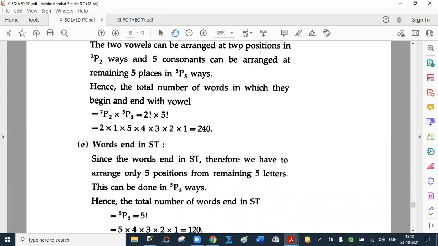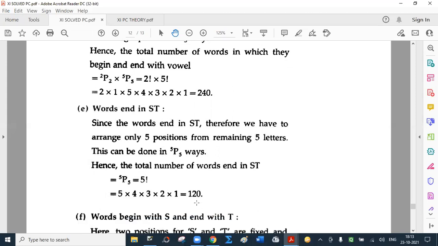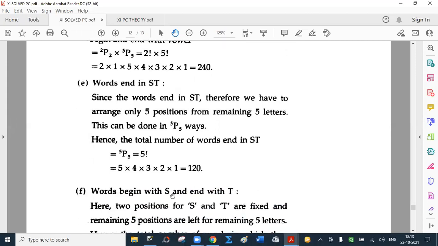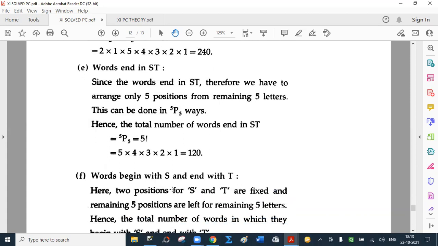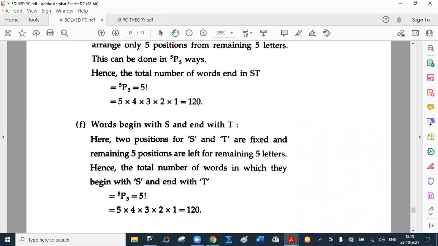Words end in ST. Since the words end in ST, we have to arrange the remaining 5 letters. This can be done in 5 factorial, that is 120 ways. Words begin with S and end with T. So first and last are fixed. So the remaining 5 are to be arranged. This can be done in how many ways? 5P5, that is 5 factorial, equal to 120 ways.